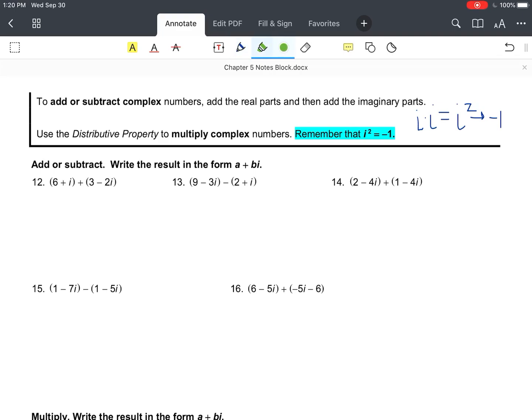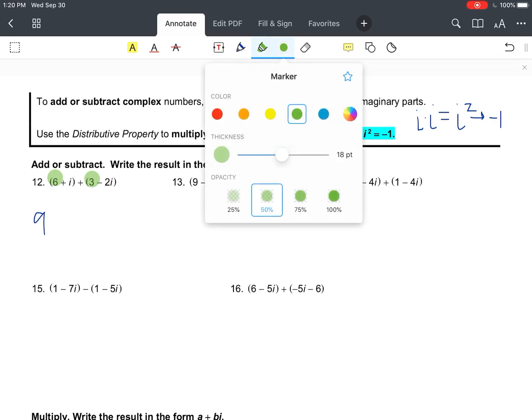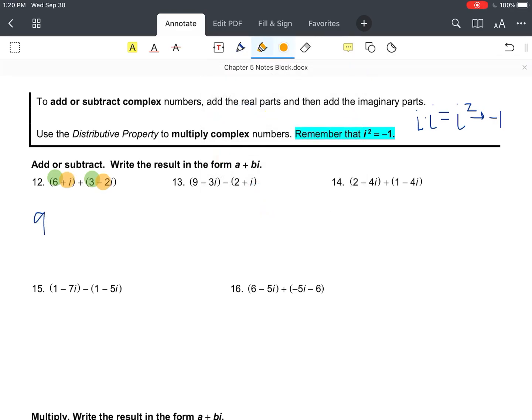So for all of these, you're going to add or subtract. So it's just like combining like terms. In number 12, this is all addition, so the parentheses don't matter. I have a 6 and a 3. When I add those together, I get 9. And then my imaginary parts, I have i and minus 2i. Well, i minus 2i will just be minus i. So that's all you have to do.